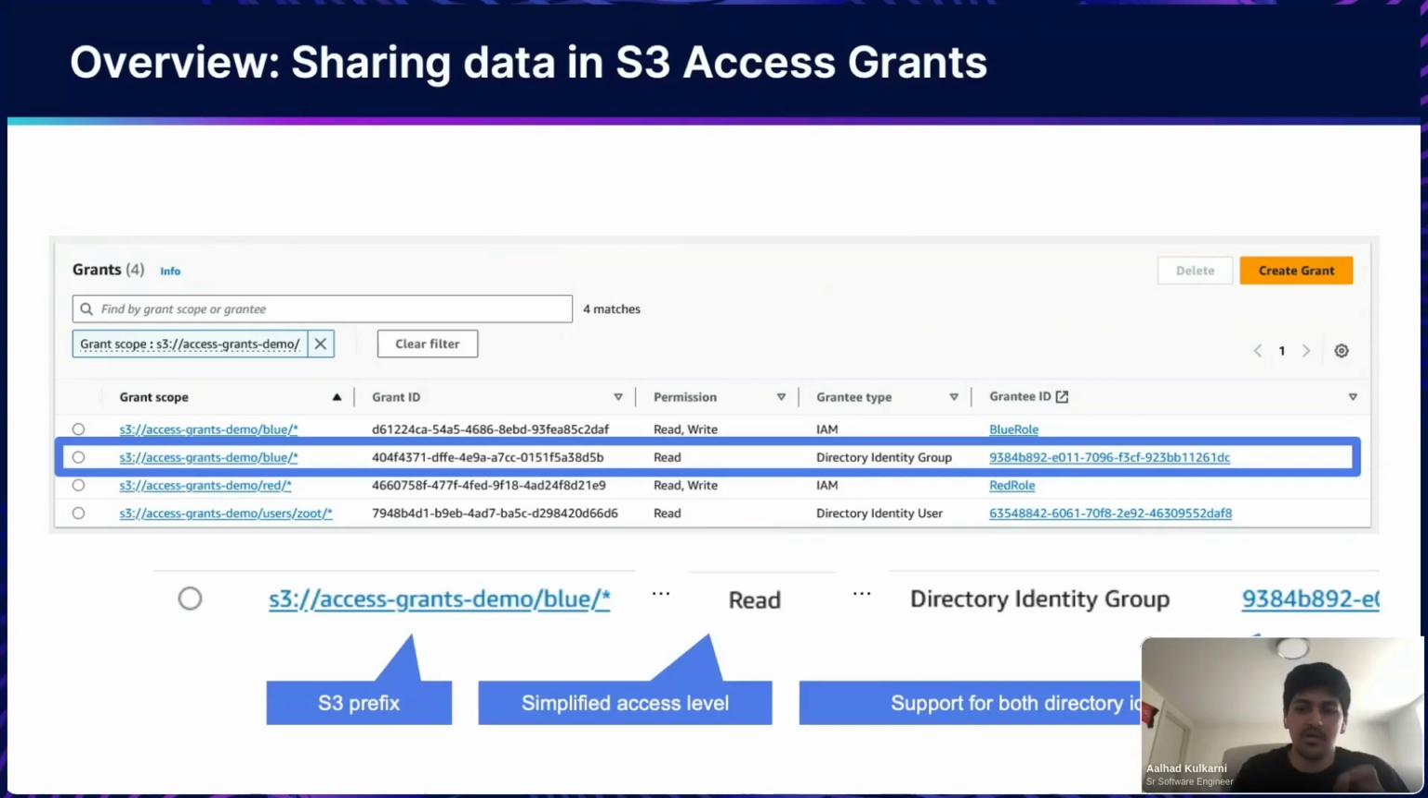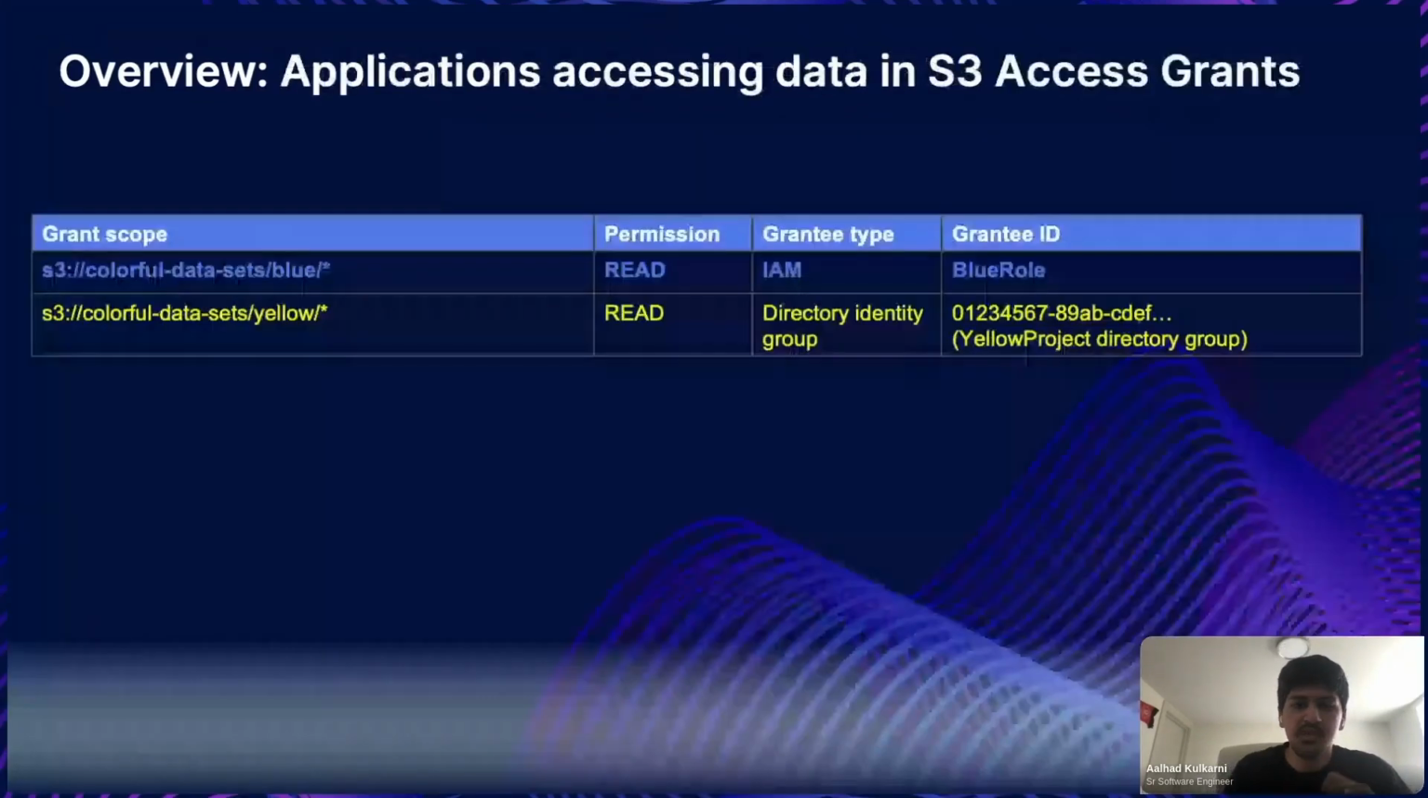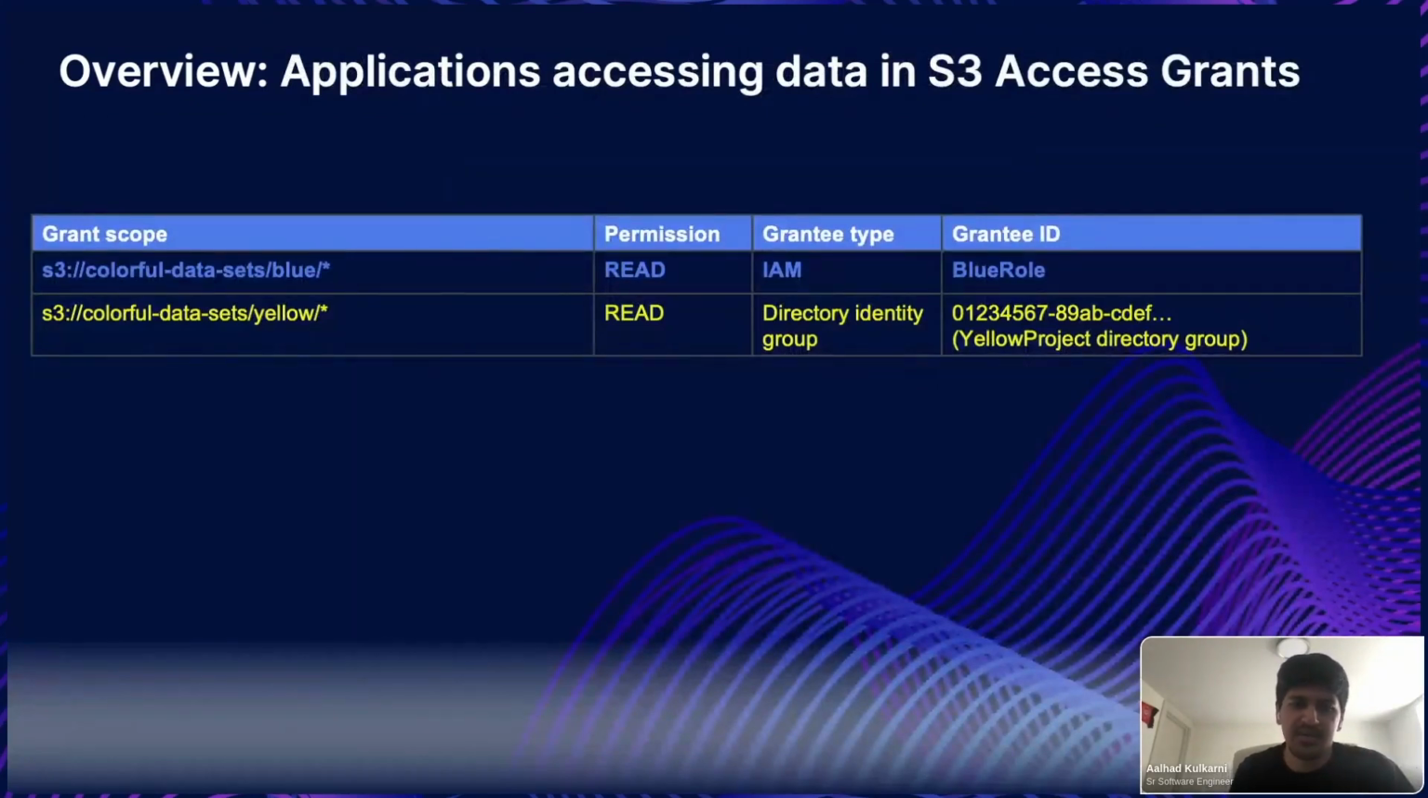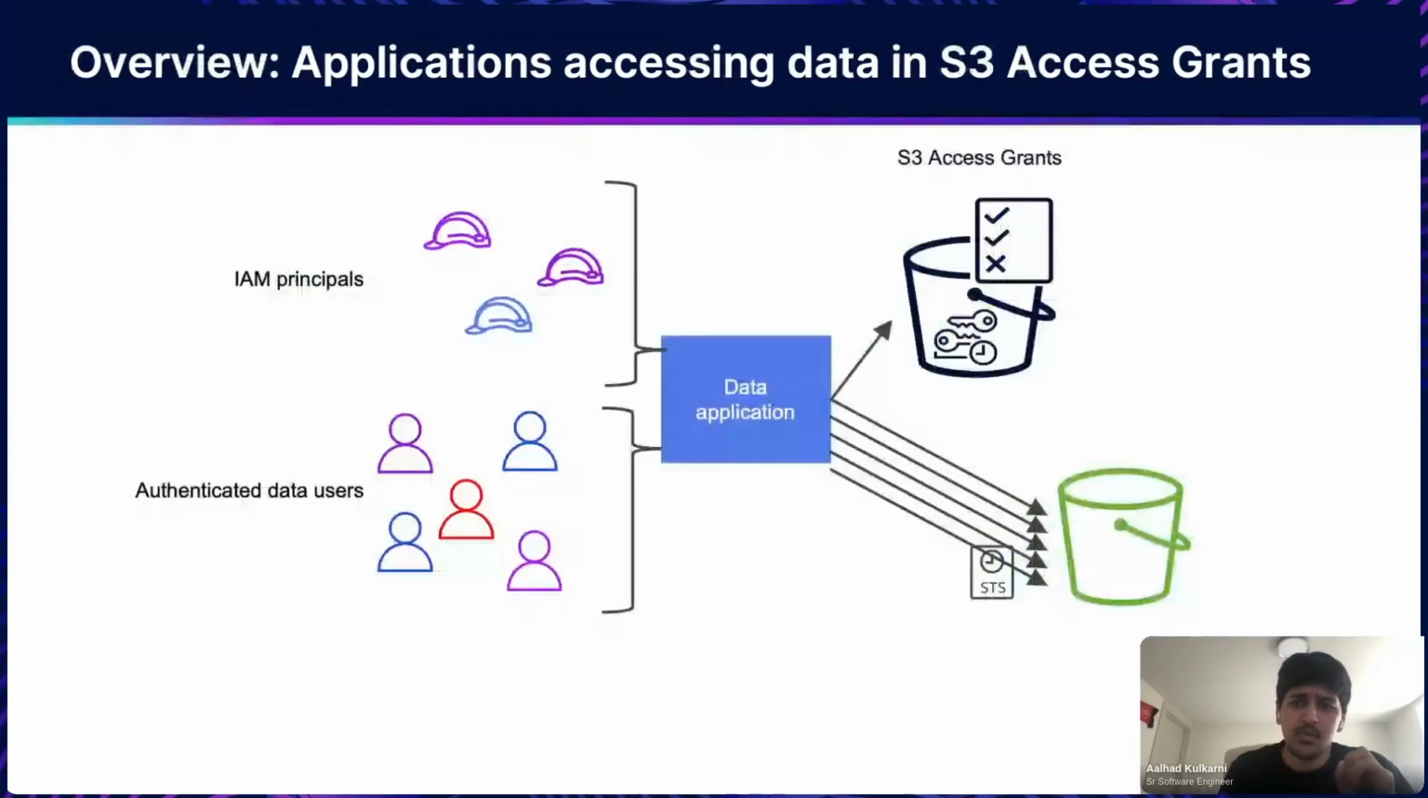And we'll talk about how we can get into that and which AWS service you can use to integrate that with. Okay, so just to show you an example: we have a grant scope. The blue prefix has been given access to the blue role. The yellow prefix has been given access to an end user identity group in your Active Directory called the yellow project group. So once you have the grants, how does this work?